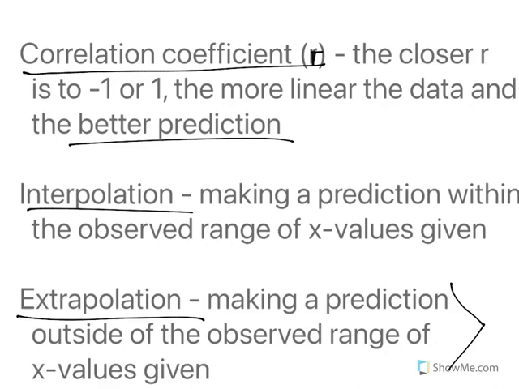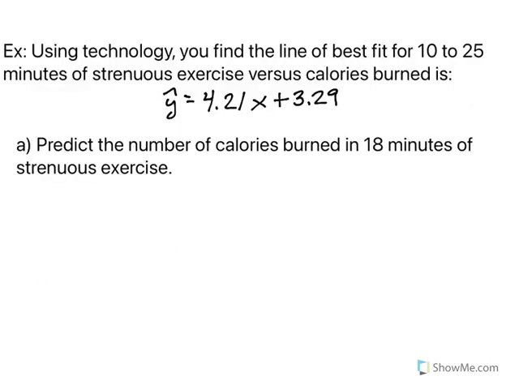Okay, so let's look at this. Using technology, you find that the line of best fit for 10 to 25 minutes of strenuous exercise versus calories burned is y equals 4.21x plus 3.29. Predict the number of calories burned in 18 minutes of strenuous exercise. In this case, x is minutes exercised, and y equals calories burned.